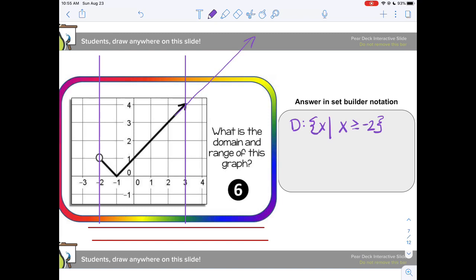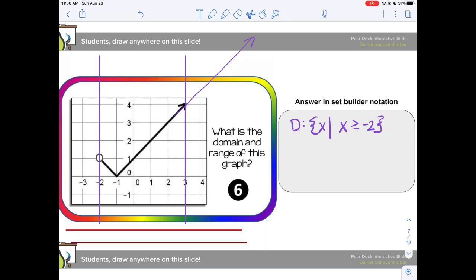Remember that in set notation and inequality notation, we never actually use the symbols infinity or negative infinity. That only occurs in interval notation. So you just use the one number that you have and state its relation to either x or y.